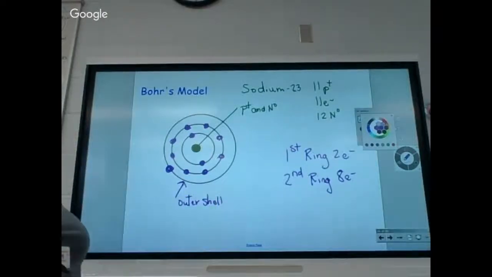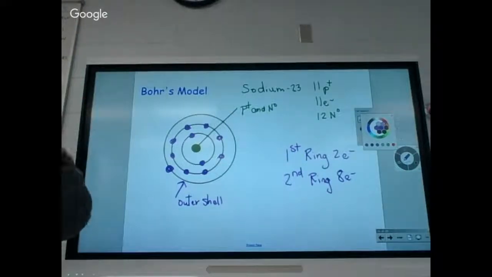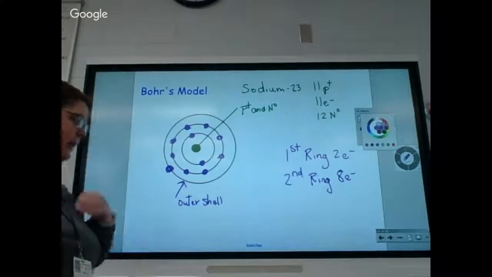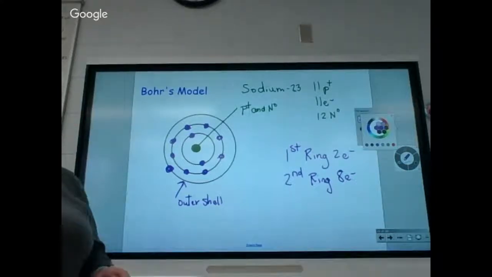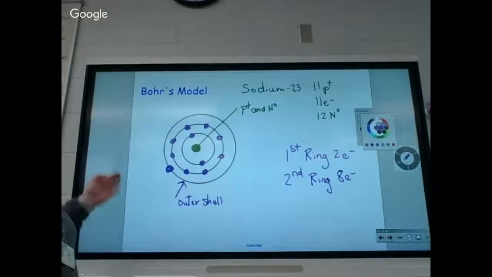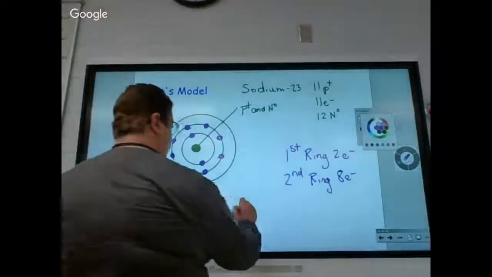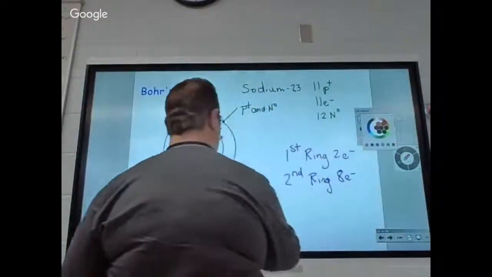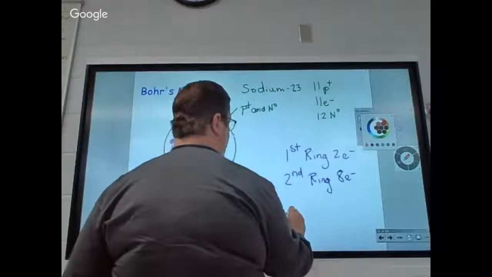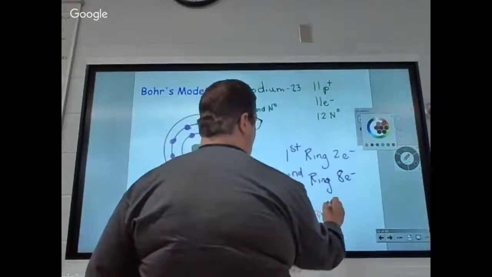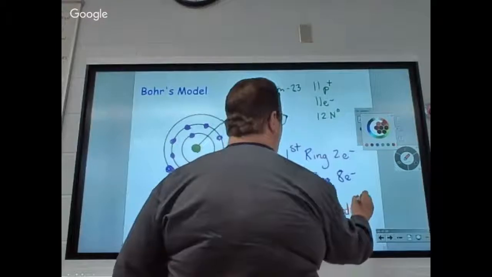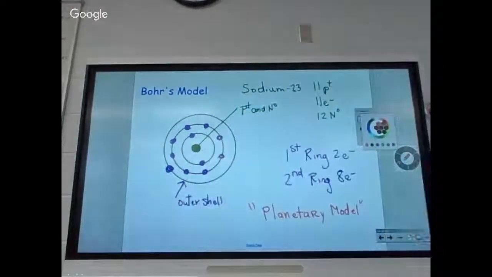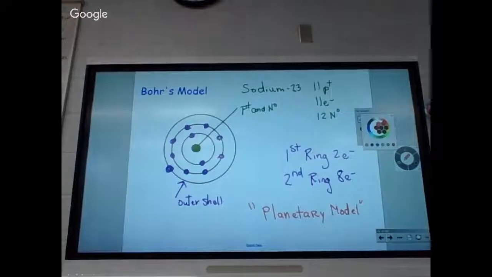Okay? Now, all of that you should have at some point in time done in the middle school. But if you didn't, completely okay. Now, in a Bohr model, we generally refer to this sometimes as the planetary model. A lot of people will refer to this as the planetary model, because the nucleus sort of looks like the sun, and the electrons sort of look like the planets, and they sort of roam around the sun.